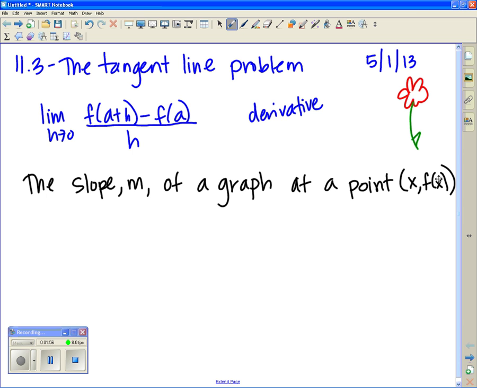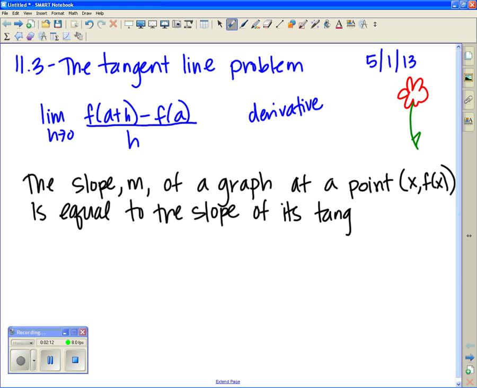Okay, so the slope m of a graph at a point is equal to the slope of its tangent line at that point. So at x, f of x. So this is m.